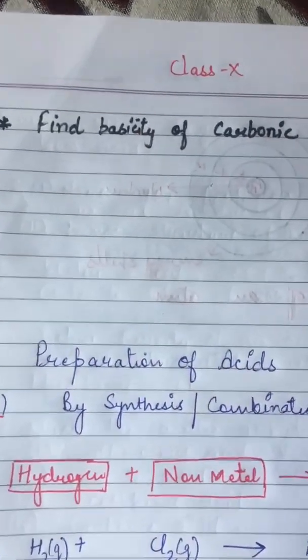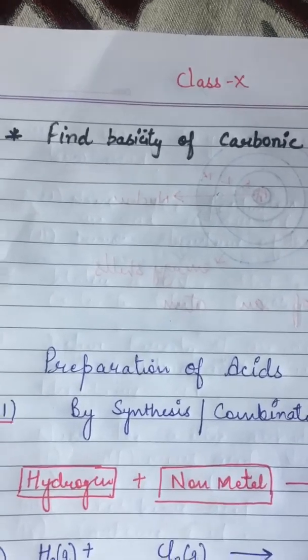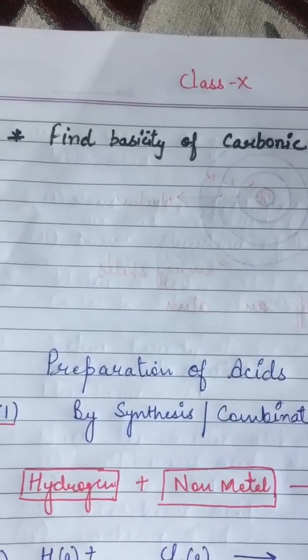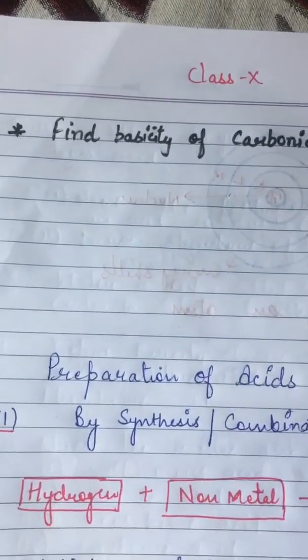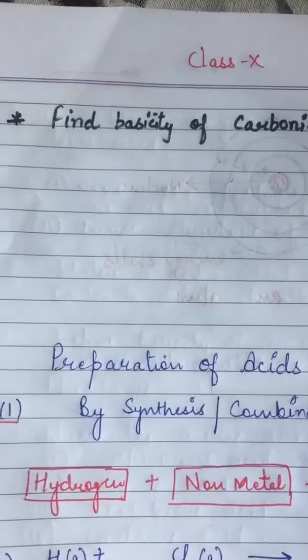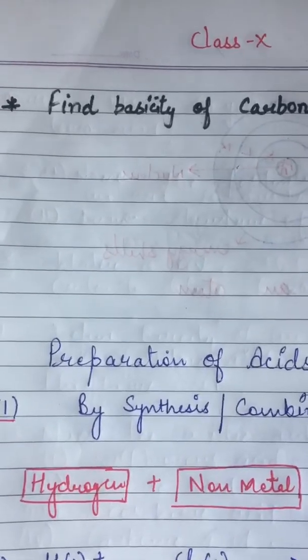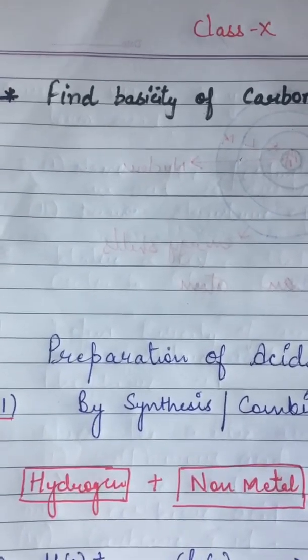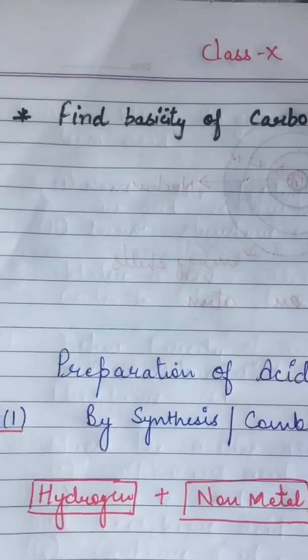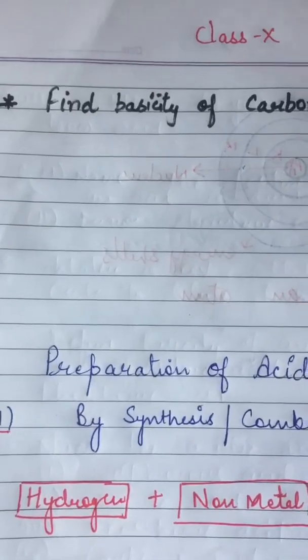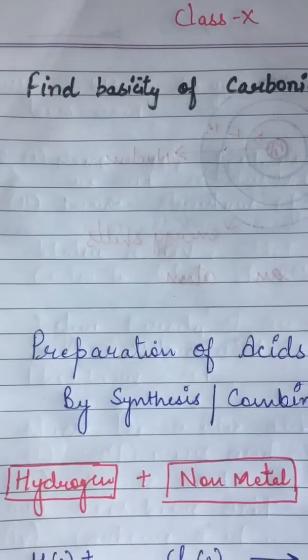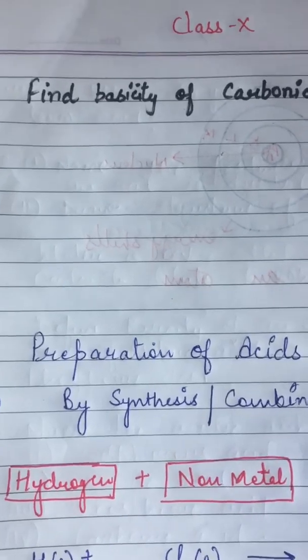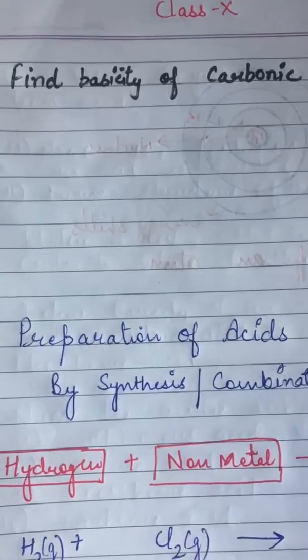Basicity is the number of H positive ions, hydronium ions, H3O positive ions, produced by the ionization of one molecule, right? We have discussed three types: monobasic, which gives one H positive ion; dibasic, which gives two H3O positive ions; and tribasic, which gives three H3O positive ions, right?